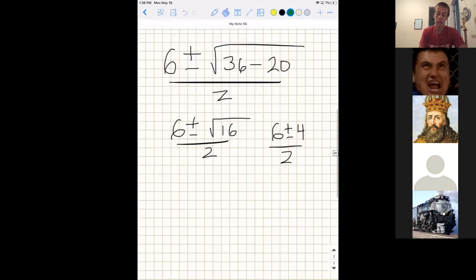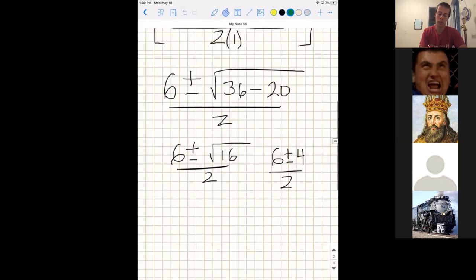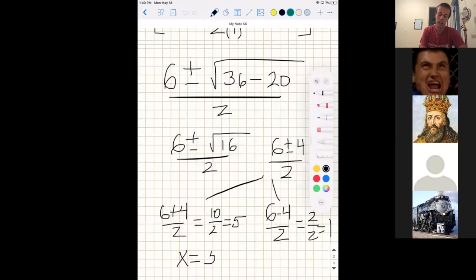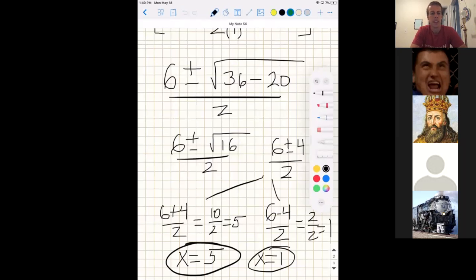So we have really 2 answers. So I'm going to split this up into the version where we add 6 plus 4 over 2, and then we'll split it up into the 6 minus 4 over 2. 6 plus 4 is 10 over 2, or 5. And then 6 minus 4 is 2 over 2, and we get 1. So your answers would be x equals 5 and x equals 1. Final answer.